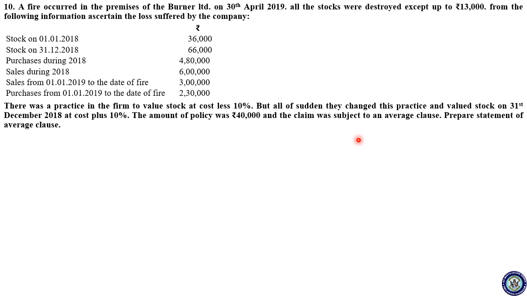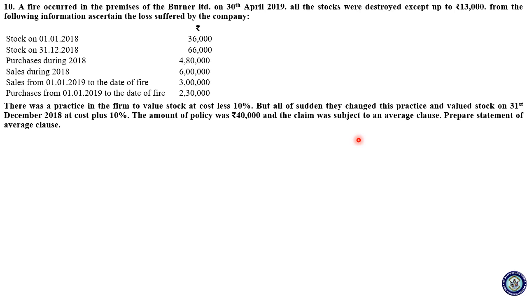Now you just copy this problem, and it is similar to the previous 8 problems. I think in the ninth one we solved a small problem on average clause, right? So till the ninth problem, whatever you solved, the same thing you have to follow here.